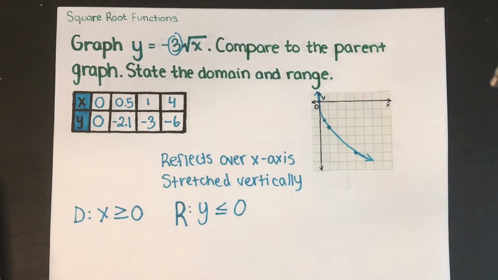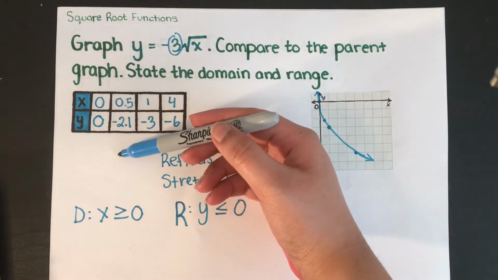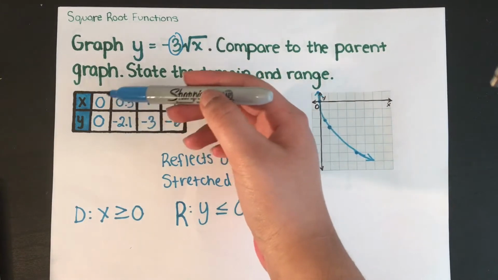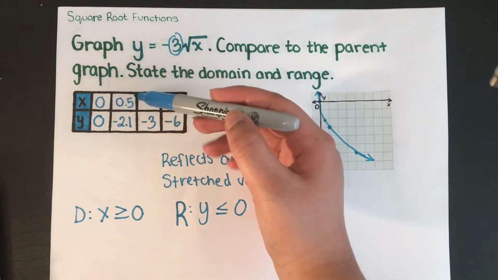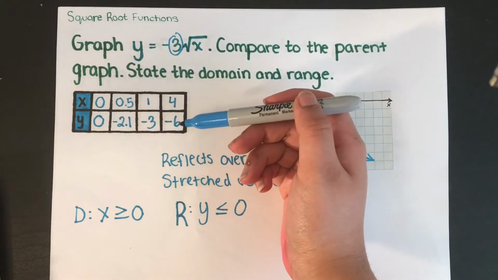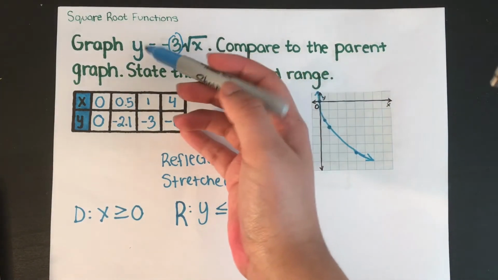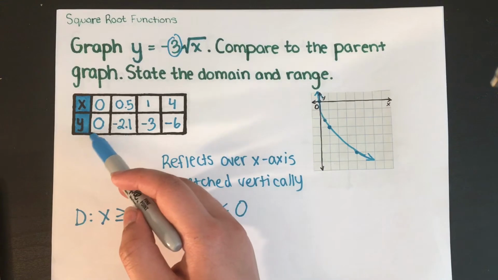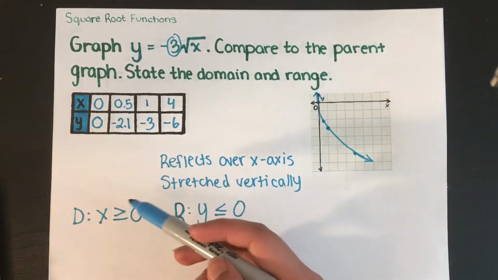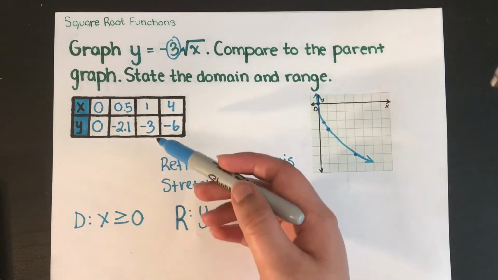It says, graph y is equal to negative 3 times the square root of x. Compare to the parent graph and state the domain and range. So look at what's written here. First, you make a table of values. You pick 4 values. In this case, I picked 0, 0.5, 1, and 4. Then we subbed in those values for x, and based on that we solved for y. And here the values are 0, negative 2.1, negative 3, and negative 6.